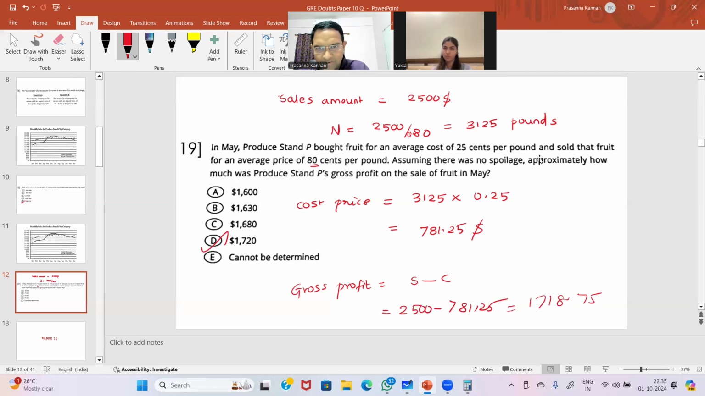Is the idea clear, Yukta? Yeah. So you find out the number of pounds he sold, and then what was his cost price, and then selling price minus cost price is his profit. Got it. Clear, right?